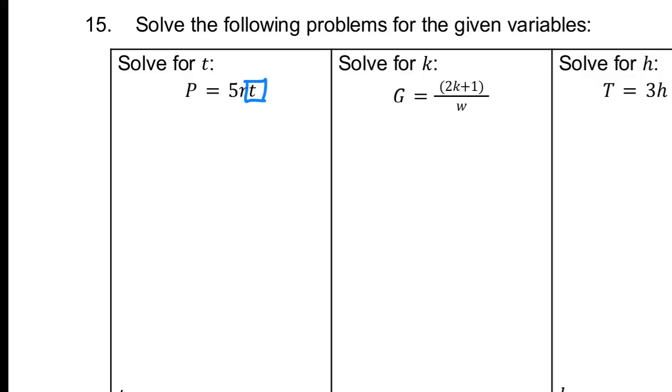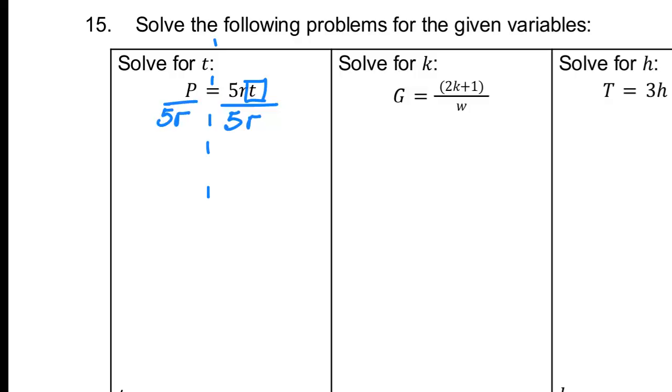Subtract 5r. Is 5r and t being added right now? No. So I want to undo what's happening with it right now. They are being multiplied. To undo that multiplication, you would want to divide. So I want to divide by 5r. And whatever you do on one side of the equation, you must do to the other side.